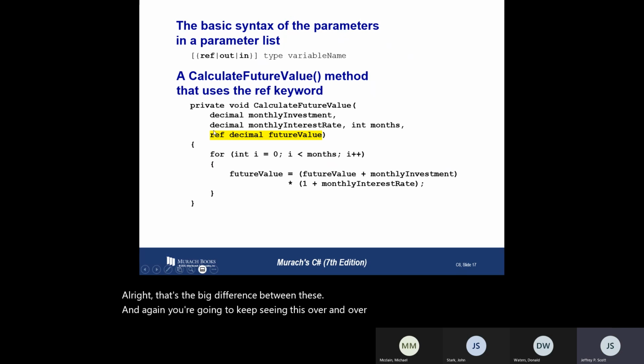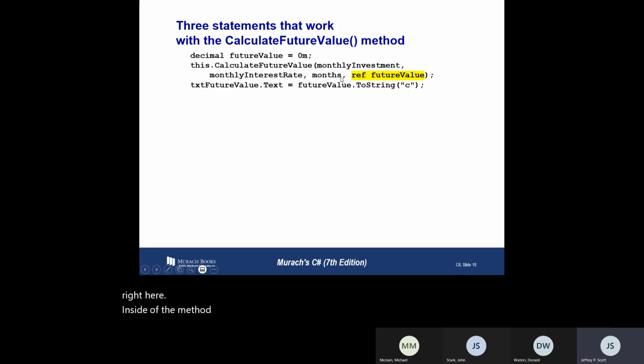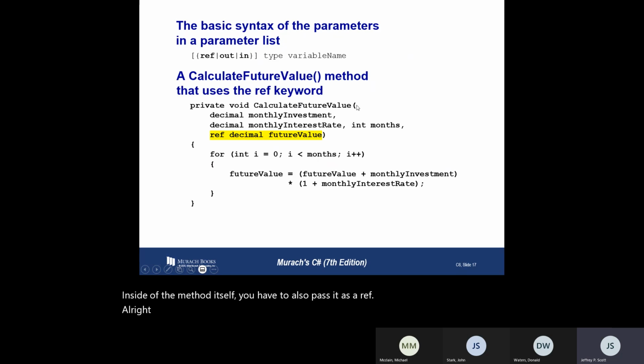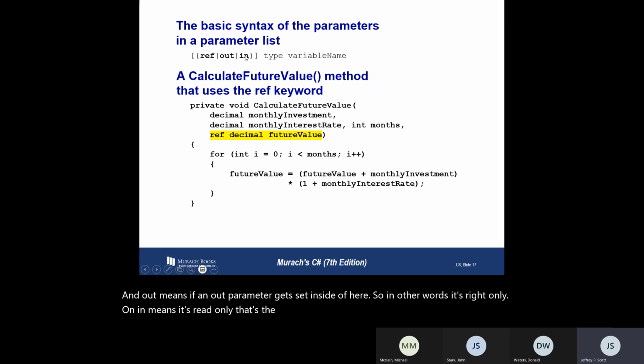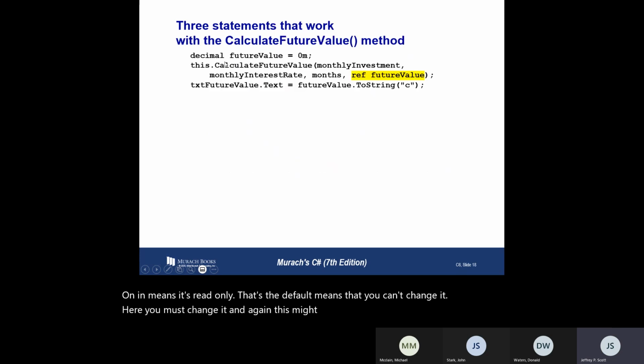If you use it as a ref right here, inside of the method itself, you have to also pass it as a ref. All right? So when you use it as a ref, you pass it as a ref. Okay? You'll notice there's two other things in here, an out and an in. An out means if an out parameter gets set inside of here, so in other words, it's write only. An in means it's read only. That's the default. It means that you can't change it. Here you must change it. And again, this might not make a whole heck of a lot of sense.